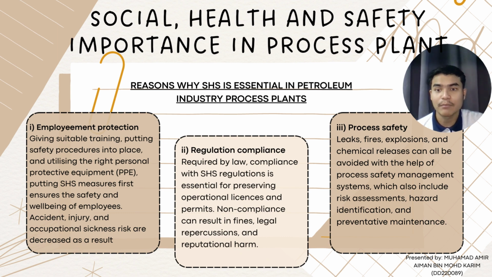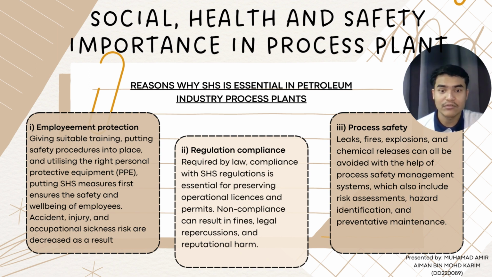Number one is employee protection. This is giving suitable training, putting safety procedures into place and utilizing the right personal protective equipment, which is PPE, to ensure the safety and well-being of employees. This can avoid accidents, and injury and occupational sickness can be decreased as a result.